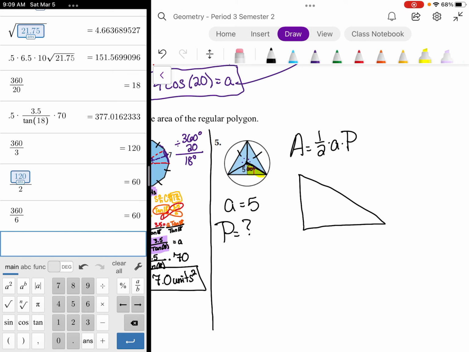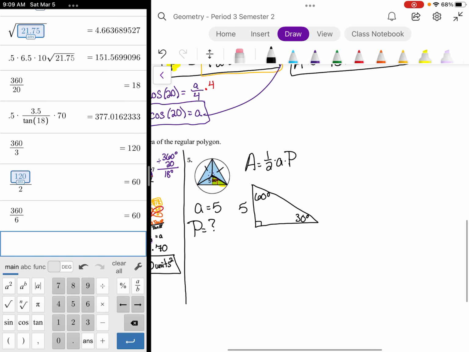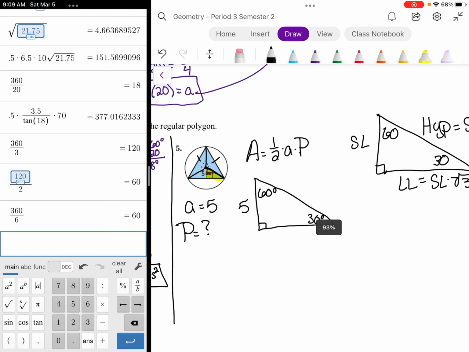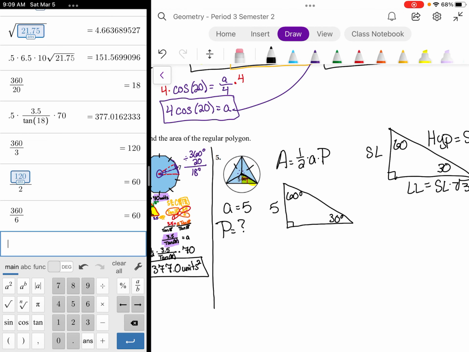We know this top angle is 60, which means this one is a 30. So right away, we should identify that this is a special right triangle, 30, 60, 90. And if you don't remember, we have our short leg, our hypotenuse, and our long leg. And our long leg is equal to the short leg times the square root of 3, and our hypotenuse is our short leg times 2. So we can find all of the side lengths by using our special right triangle.